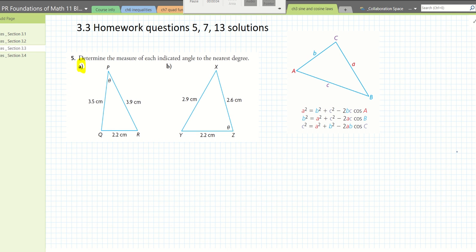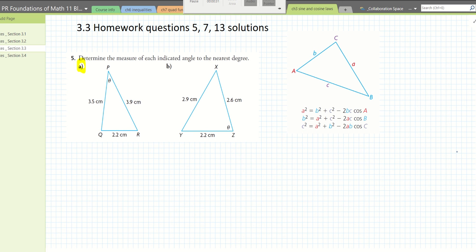Somebody asked me about some homework questions from section 3.3, Cosine Law, so I'm going to do some of these. One of them was question 5. Both parts A and B are pretty much the same, so I will do one of them. For the other one, you can just follow the example. For question 5, you're asked to find the missing angle to the nearest degree.